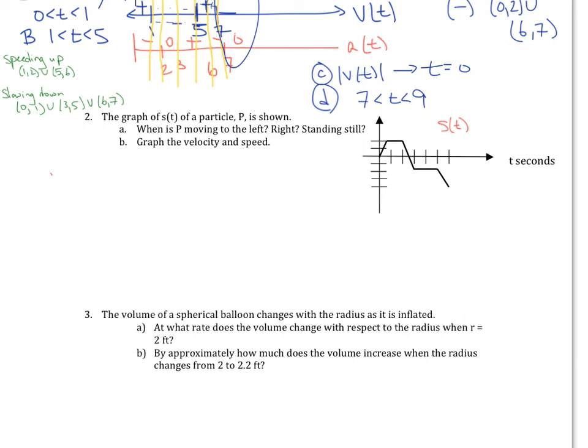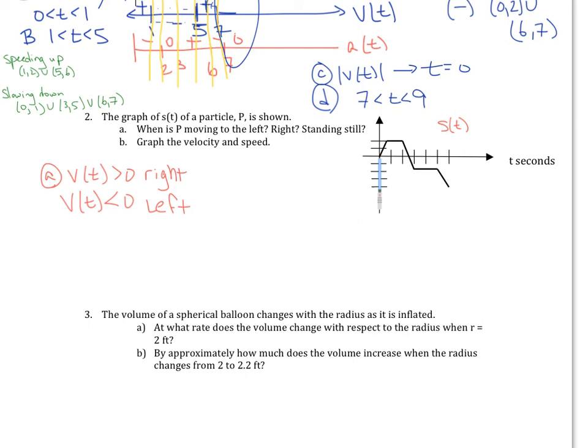Well, it's moving to the right when the velocity is going to be positive. So v of t has to be greater than 0, and we're moving to the right. V of t less than 0, and we're moving to the left. All right, so let's find out what these spots are. How do I find that? Well, since I'm looking at a position, I need to find the slopes.